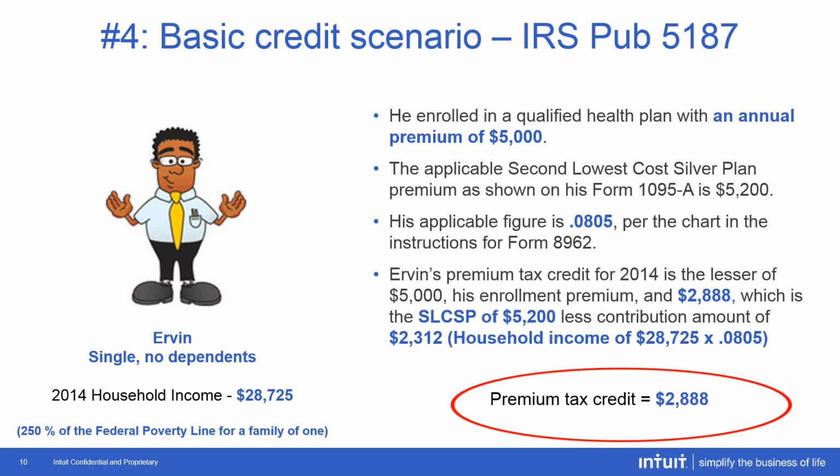We have Irvin, who is single and has no dependents. He enrolled in a qualified health plan with an annual premium of $5,000. The applicable second lowest cost silver plan premium, as shown on his form 1095A, $5,200. Irvin's 2014 household income, $28,725.